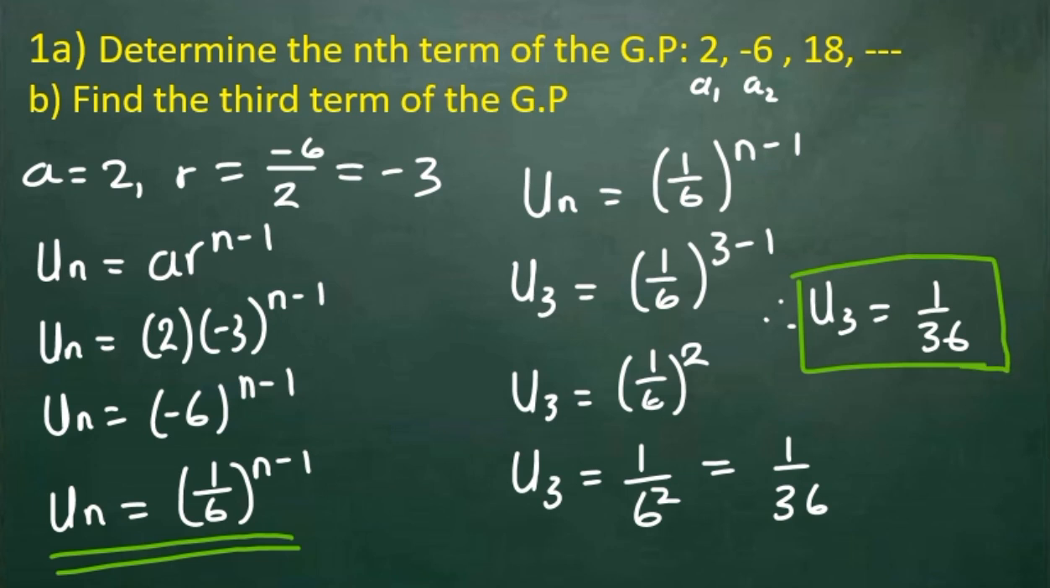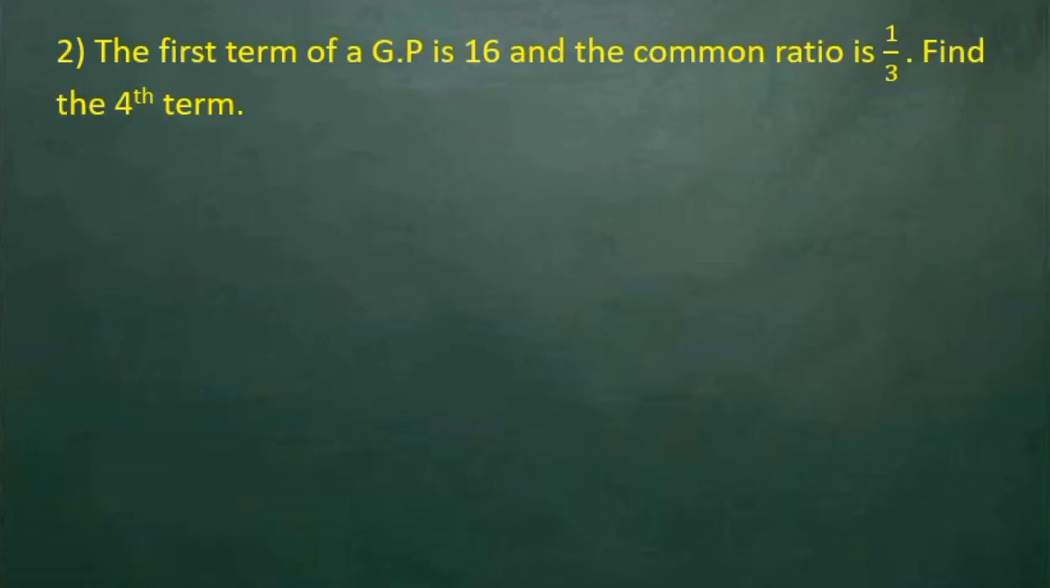Now let's take a look at another example. Example 2: The first term of a GP is 16 and the common ratio is 1 over 3. Find the fourth term. So the first term A is 16 and the common ratio R is 1 over 3. We have to find the fourth term, so n equals 4.